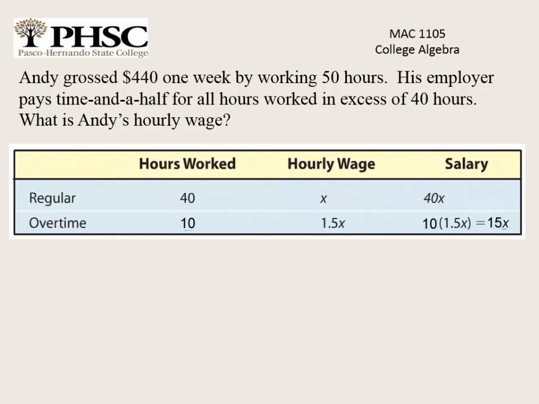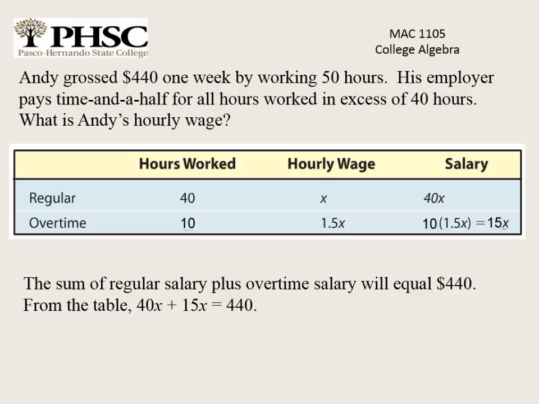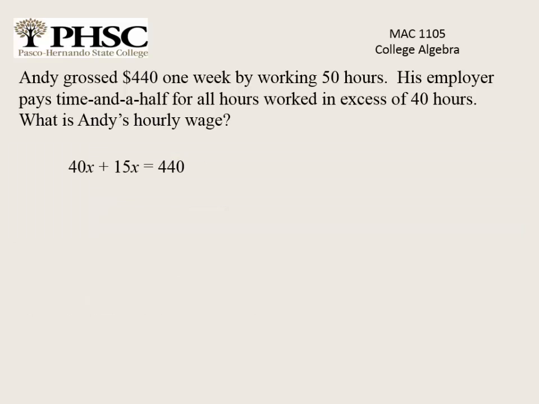So here we have regular, which is 40 hours, hourly wage is X, the salary is 40 times X. The overtime is 10 hours, the hourly wage is 1.5 times X, and the salary will be 10 times 1.5X, which is equal to 15X. So we know that 40X plus 15X is going to be equal to 440. Now we combine the 40 and the 15, which gives us 55X. So now we have 55X is equal to 440. We divide both sides by 55, we get X equals 8.